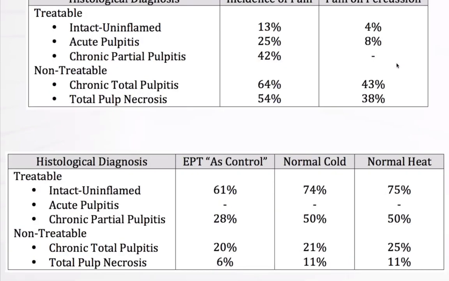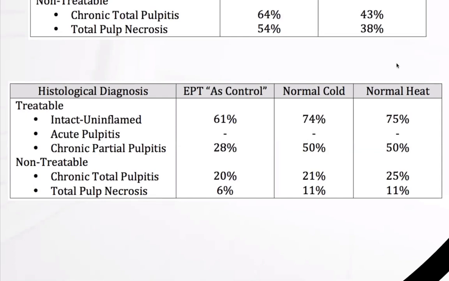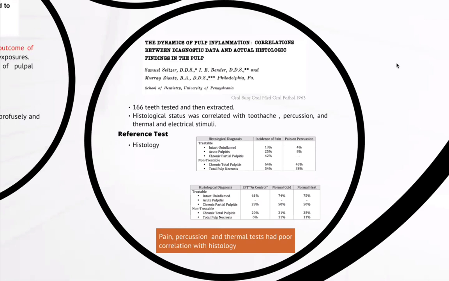The same with the EPT, for both cases, a normal cold, a normal heat. You can see that the data are not really good; we don't have a good specificity and sensitivity. So from this paper, we can conclude that pain, percussion, and thermal tests had poor correlation with histology.